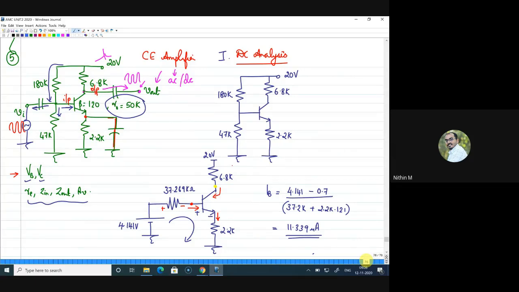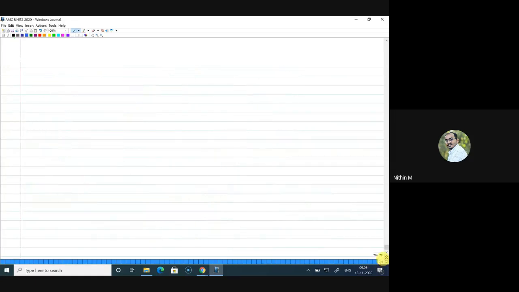So what we will do now is go to question number 6 and 7. Let me start with question number 7 first. I'll redraw the diagram here. I hope all of you have the tutorial sheet with you, so I request you to draw the circuit diagram along with me.